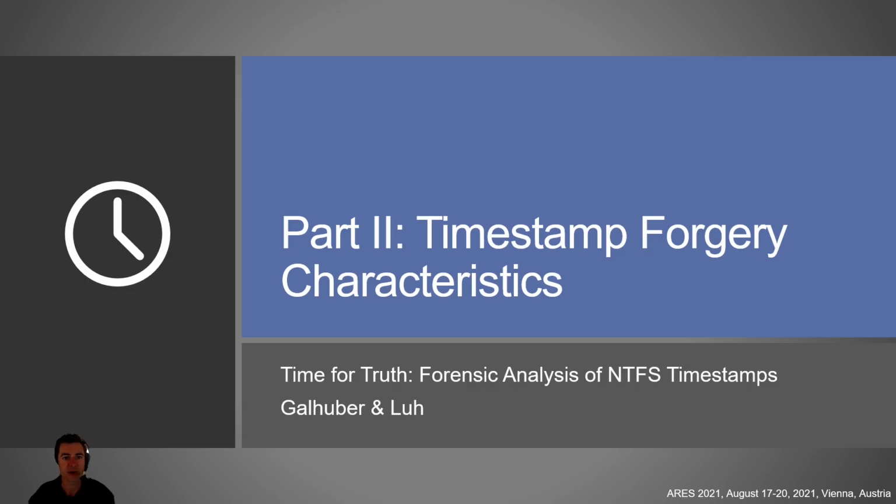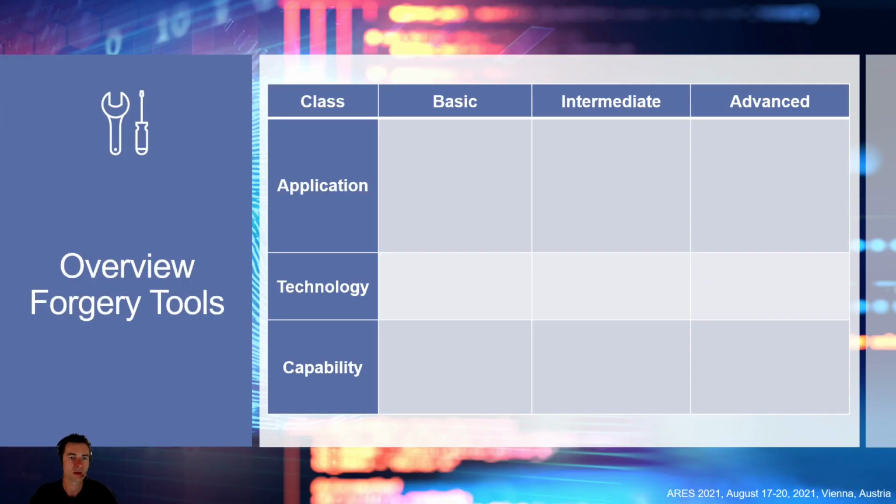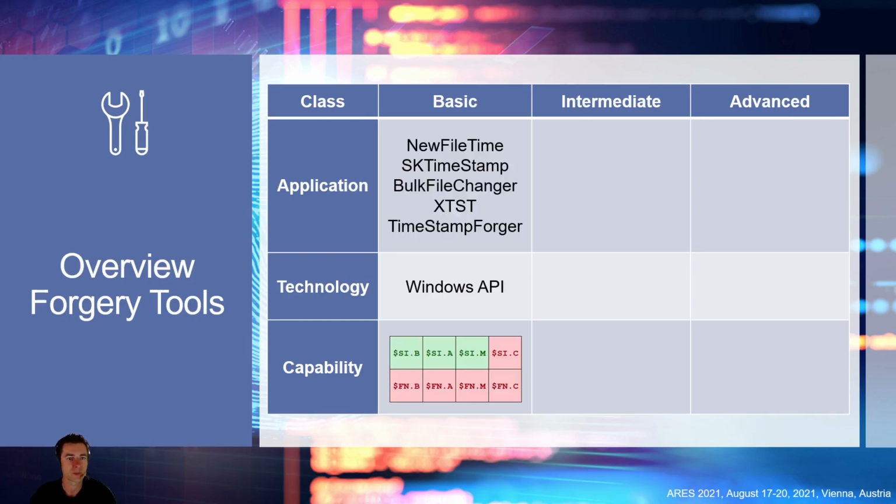The second part of our research work deals with the identification of forgery characteristics in timestamps. Therefore, we classified available forgery tools based on their capabilities. The basic group contains the application's new file time, SK timestamp, bulk file changer, express timestamp toucher, and timestamp forger, which is a custom partial script.